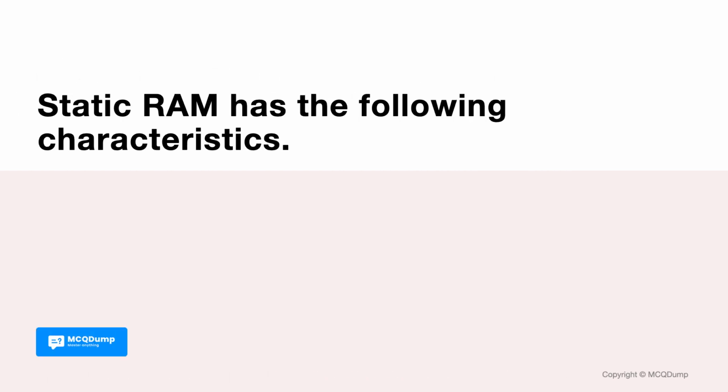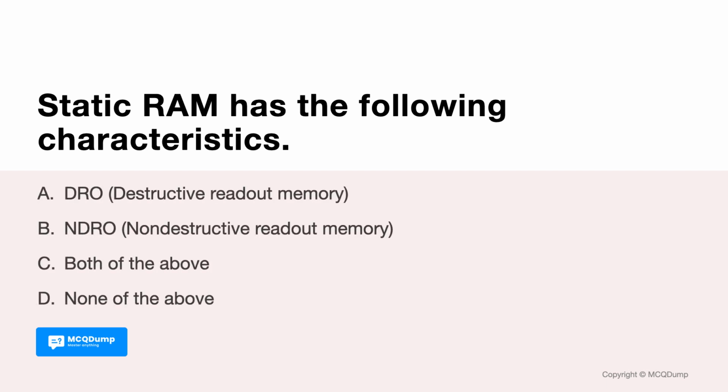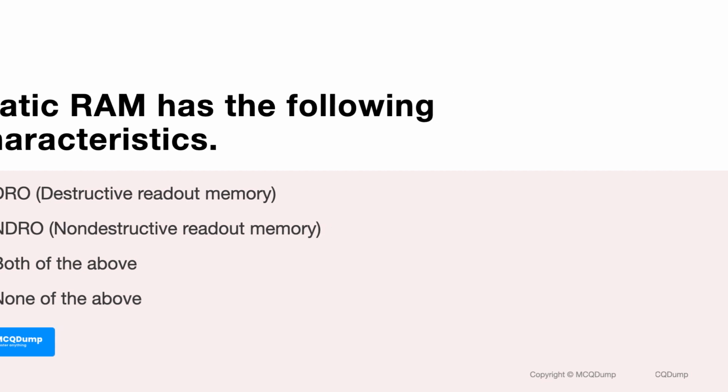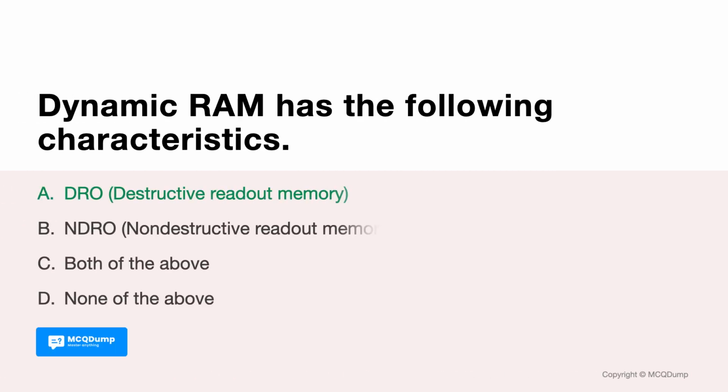Static RAM has the following characteristics. Options are A. DRO, destructive readout memory. B. NDRO, non-destructive readout memory. C. Both of the above. And D. None of the above. Answer is A. DRO, destructive readout memory. In some memories, the process of reading the memory destroys the stored information. This property is called destructive readout, DRO. Example of a memory having DRO characteristic is a dynamic RAM.